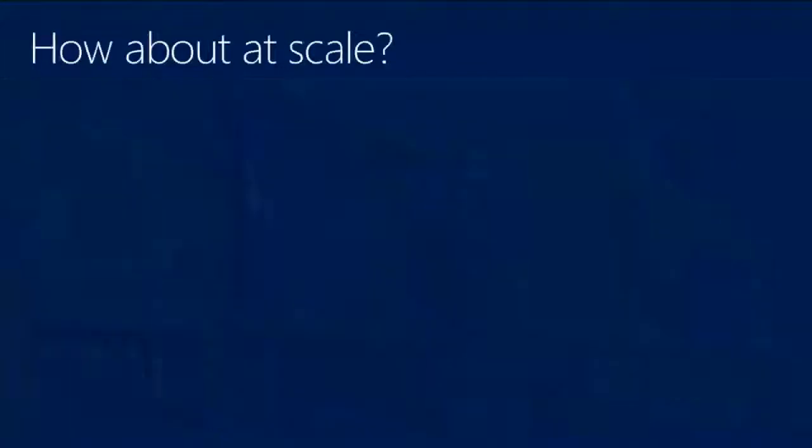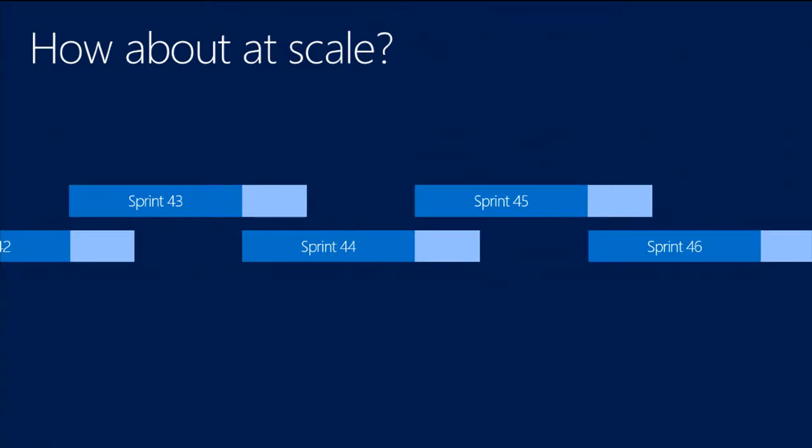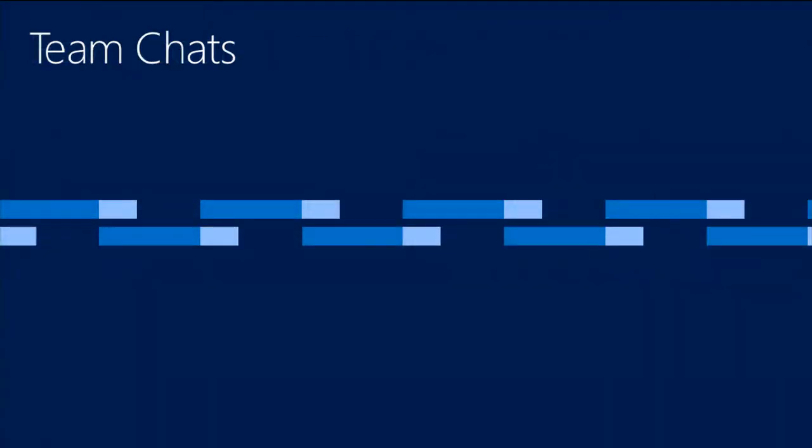Okay, so how about at scale? Doesn't this create a lot of noise, a lot of spam? Sure it does. Let me give you some of the ways that we do this at scale and some of the practices that we do. So as you expand back and look at our schedule, the blue bars represent the sprints, and the little light blue bar represents that deployment week.